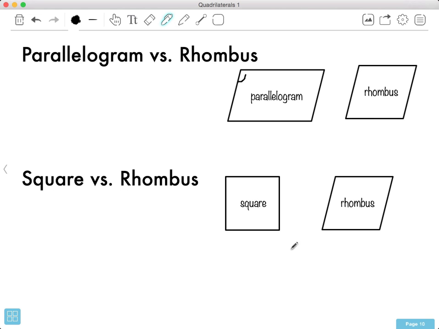And then a square and a rhombus, the big differences between a square and a rhombus: they're both four-sided shapes. They both have all four sides equal. A rhombus is just a tilty over square. The main differences being a square has a 90-degree angle and a rhombus does not. And a square has diagonals that are the same length and a rhombus does not. And in a square, the diagonals meet at a 90-degree angle, and in a rhombus, they do not.